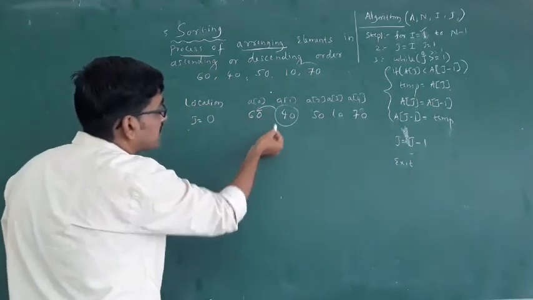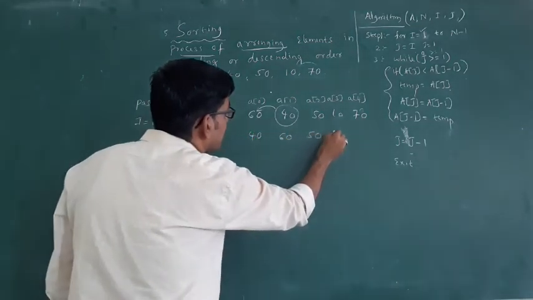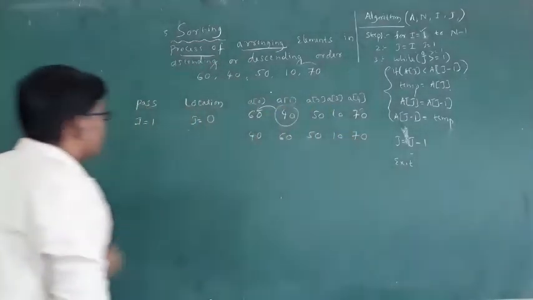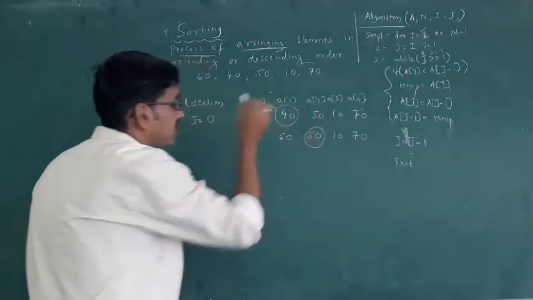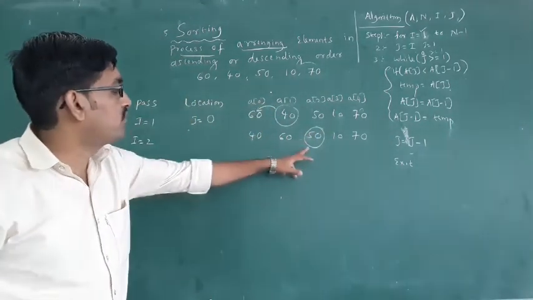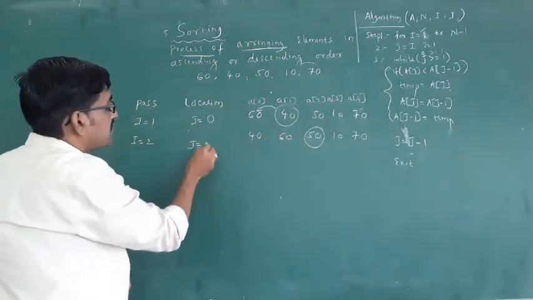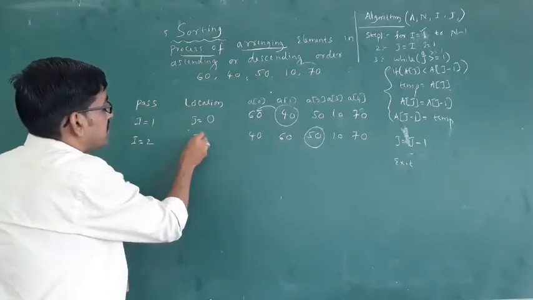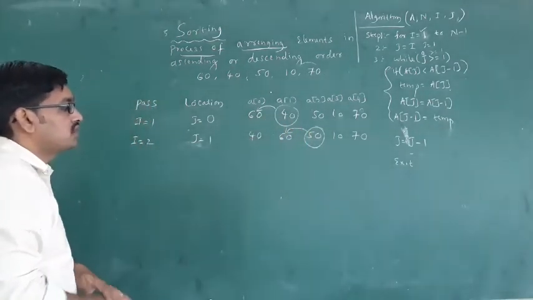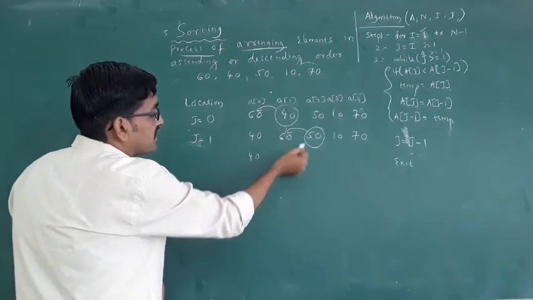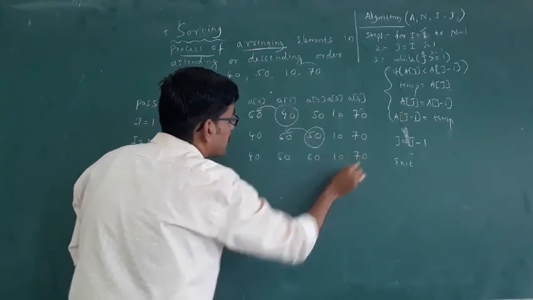Then after that, what is the answer you are getting? 40 here, after that 60, after that 50, 10, 70. Okay, next i equal to 2. Just round up 2. In which position should 50 go to be correct? In a of 1. If you put it in a of 1, the answer comes out correct. Then 40 stays here, then 50, then 60, then 10, next 70.